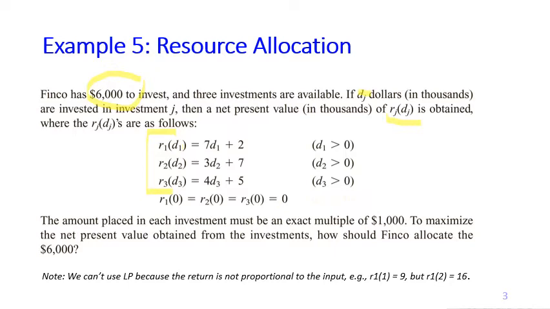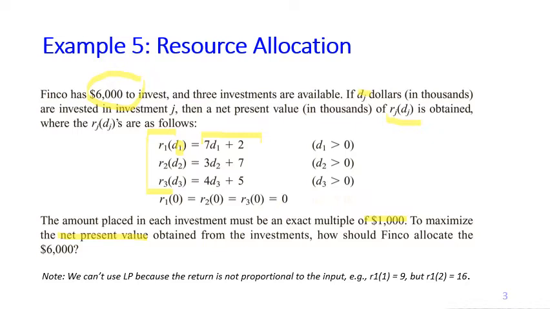So let's say you spend D1 in investment 1, then the return equals 7D1 plus 2. And then there's a restriction saying that the amount placed in each investment must be a multiple of 1,000. And then we would like to maximize the return in the net present value obtained from the investment. How should we allocate the $6,000?